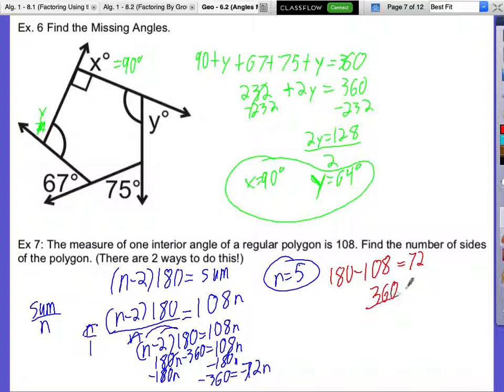So you can take 360 divided by this exterior angle, and is that essentially what we ended up doing when we got to this point? Was 360 divided by 72, and got 5. Which way was faster?